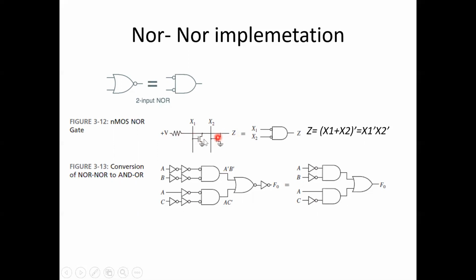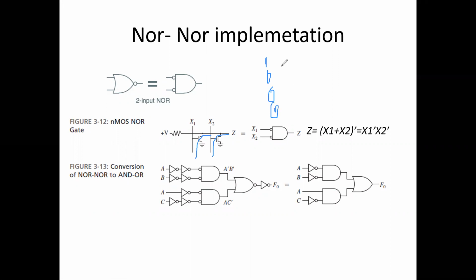Suppose either of them is equal to 1. If X1 is 1, this transistor is on, and Z is pulled down to ground like this. If instead X2 is 1, Z will be pulled down to ground like this. If both are 1, Z is pulled down to ground. So for 0, 0 the output is 1, and for all the rest of the cases it becomes 0, 0 and 0. So this represents a NOR gate.